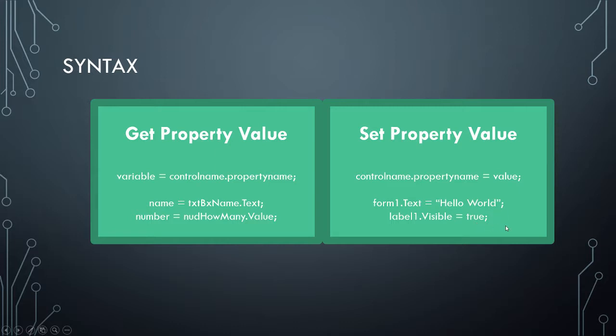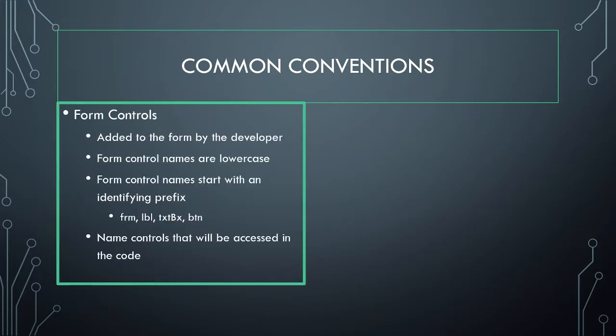Label1.visible, I could set equal to true or false. So some common naming conventions when we're working with forms in C#. The form controls are things that we add as the developer. We want to name our form controls in a reasonable name, and form control names by convention should be lowercase. Form control names should start with an identifying prefix.